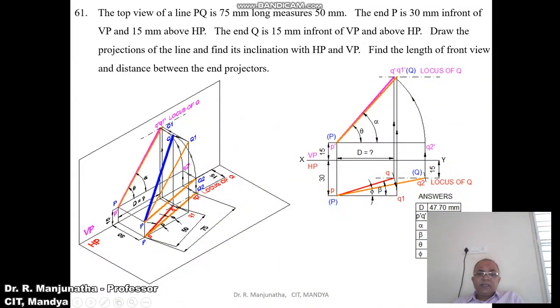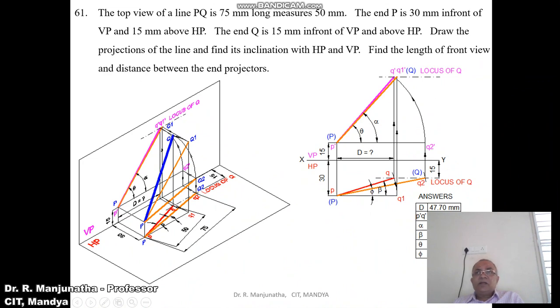That means P dash is above HP by 15 mm, so Q2 dash should also be above HP by 15 mm. From Q2, you draw a vertical projector to the locus of P dash in the front view, and mark this point as Q2 dash, such that both P dash and Q2 dash are above HP by 15 mm. So P dash Q2 dash is the front view line. But actually Q2 dash will not be on this end projector. Instead, it will be on the end projector of Q, which is projected from the top view point of Q.